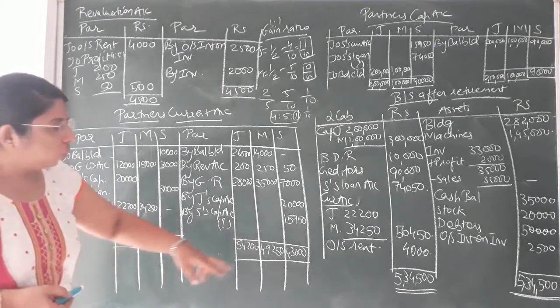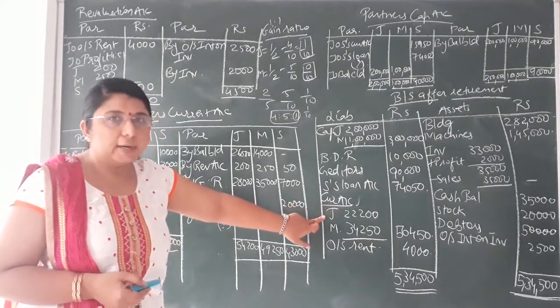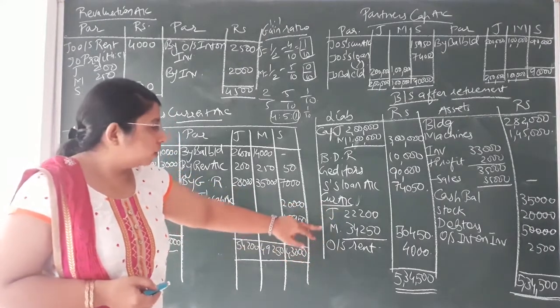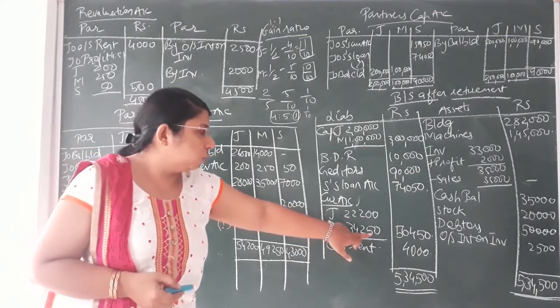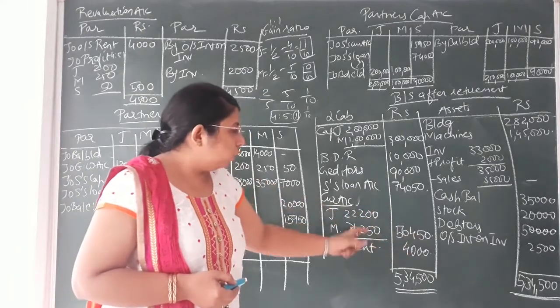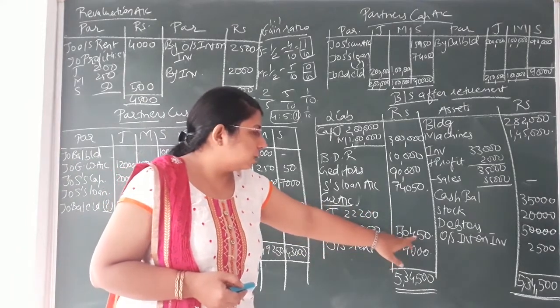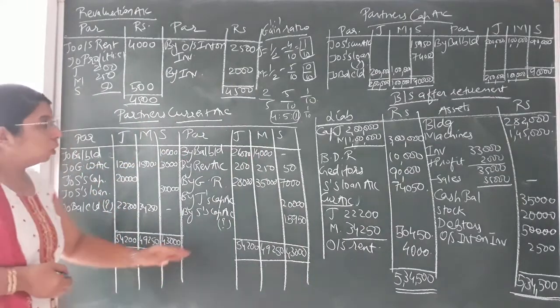So in the simultaneous posting that I have done in the new balance sheet, the current account goes on the liability side because it is a credit balance. So for Jaya I have written 22,200 and for Mamta 34,250. You can write separately also in the outer column, and by doing the total also you can write that, which is 56,450.